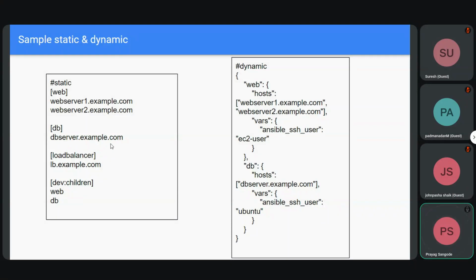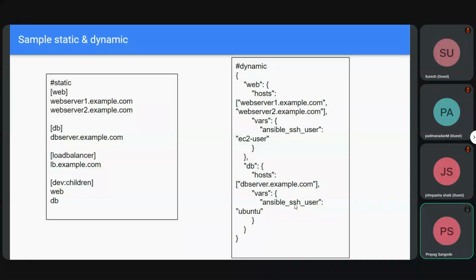We can also write the IP addresses here directly. Then we have a load balancer. Then there is a concept of children. We are saying that we have a group, dev, and in that group there are two children, that is web and DB. That means these three servers: web1, web2 and DB. That is the concept of children in Ansible, that we can have multiple groups inside a single group. So we have a group dev in which there are two subgroups, web and DB.